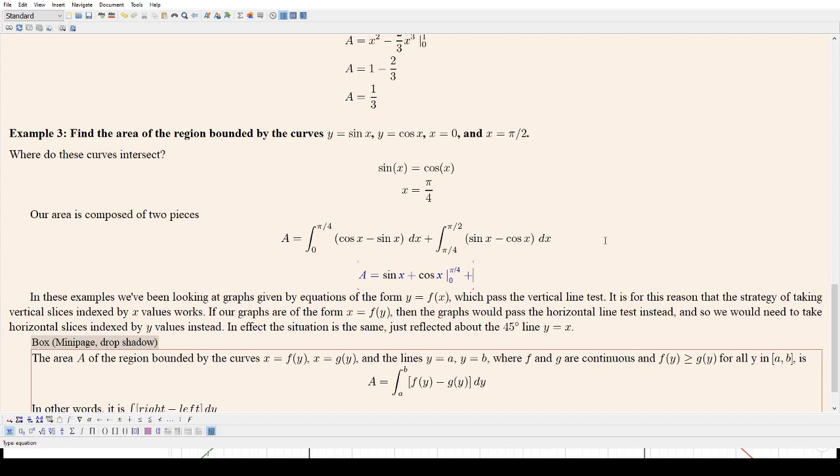Antiderivative of, so let me put parentheses around this now. Antiderivative of sine is minus cosine, minus antiderivative of cosine is sine. So I'm being very careful about the negative signs here. From pi over 4 to pi over 2.